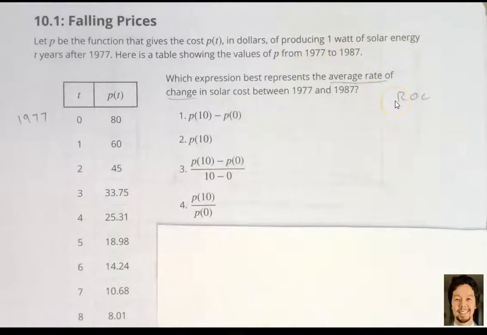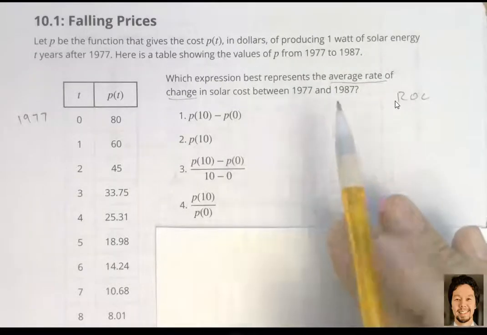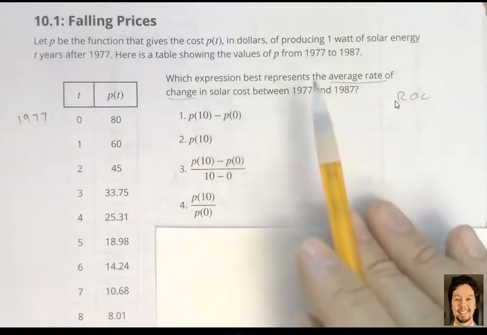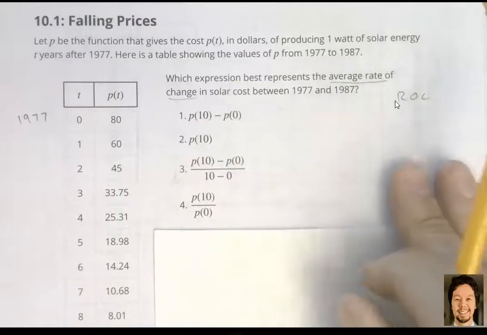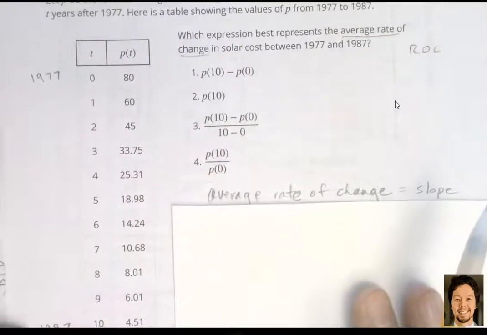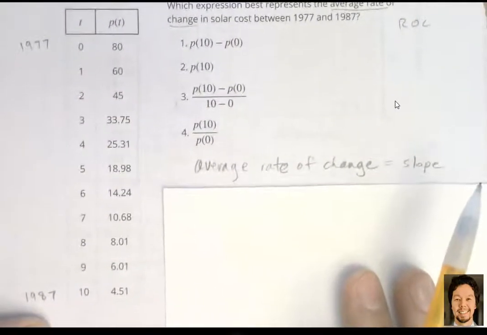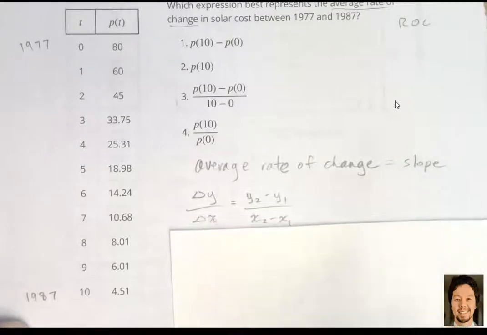So we should be familiar with this example because we learned about this one in the previous lesson. And now we're going to look at the average rate of change between 1977 and 1987. If you recall, average rate of change is really slope, which is your delta y over delta x, right? Your change in y over change in x, which is just y2 minus y1 divided by x2 minus x1.